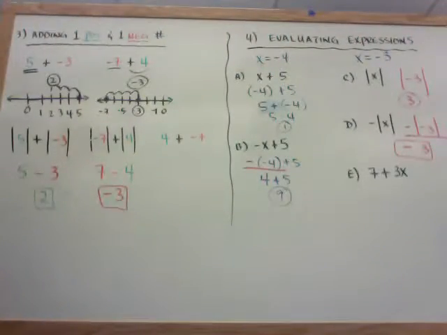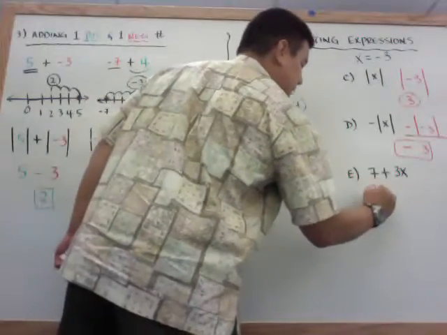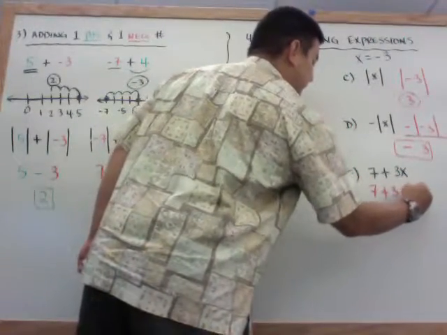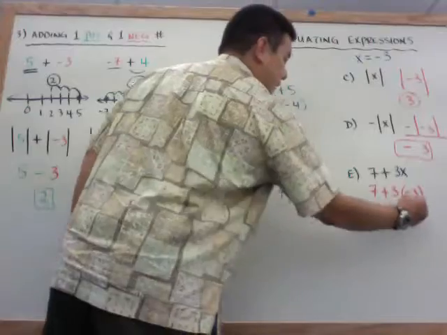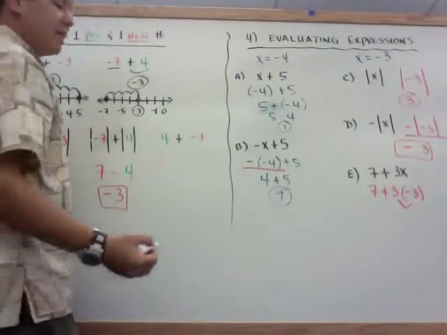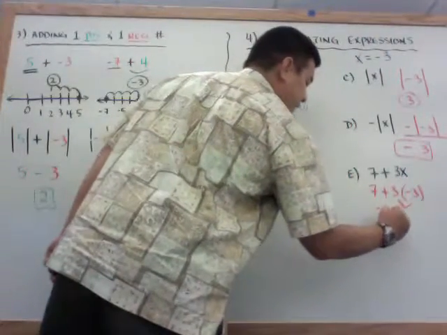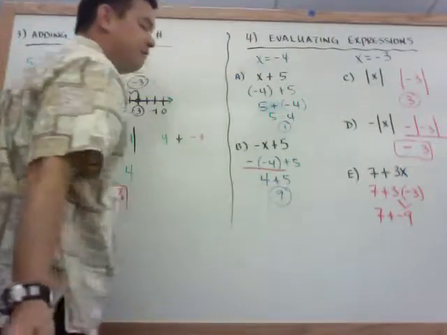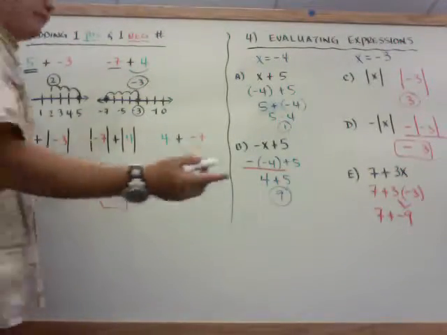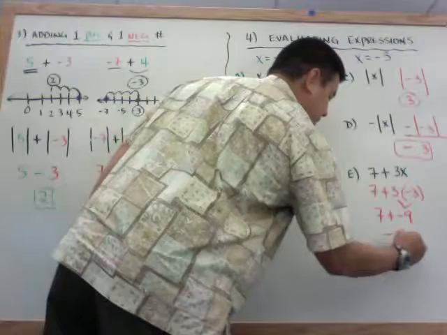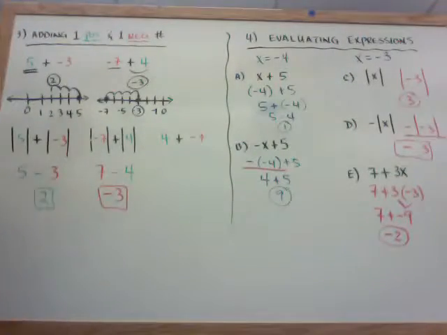Okay. And on this one, it would be 7 plus 3 times negative 3. So using PEMDAS, that becomes 3 times negative 3 is negative 9. So 7 plus negative 9. And since the negative 9 is bigger, when you subtract it, you get 2, but it becomes negative 2. Okay. And that's evaluating expressions.